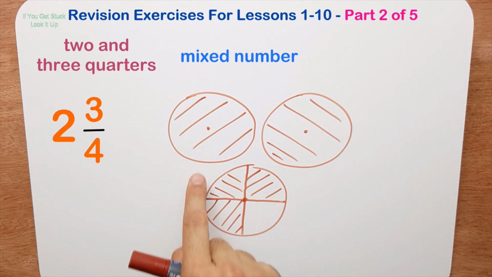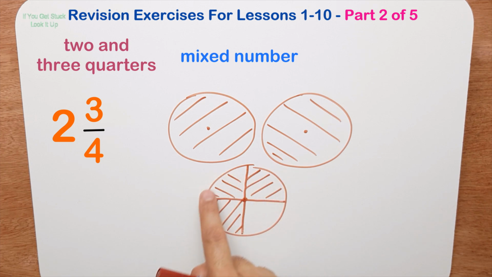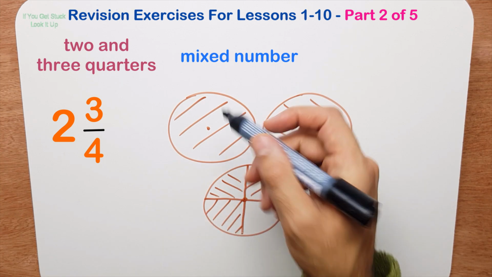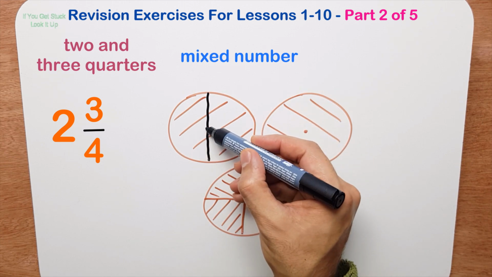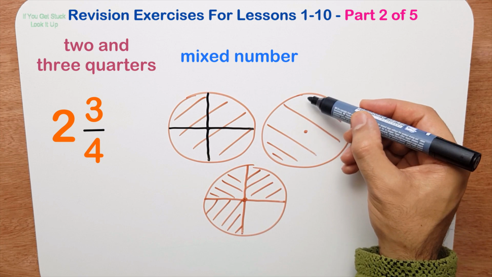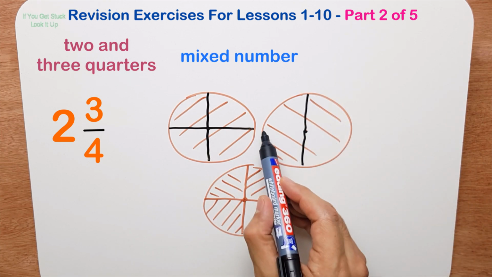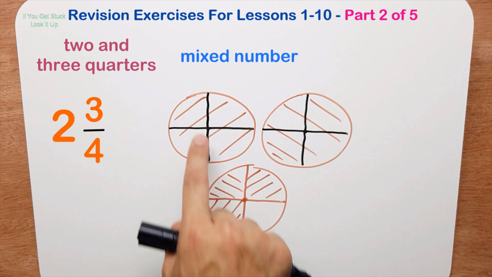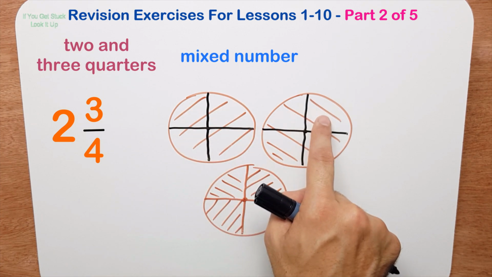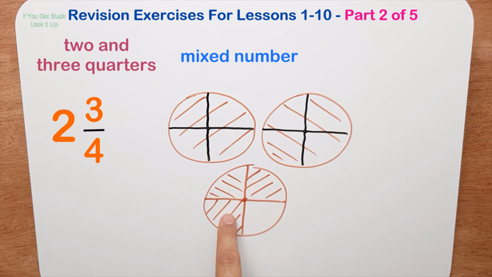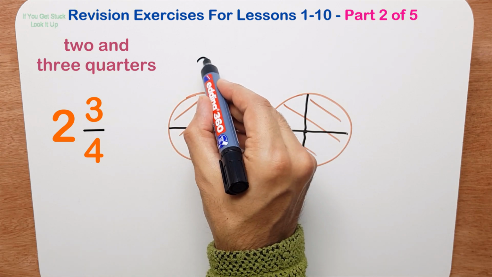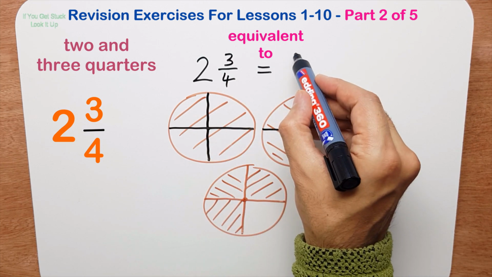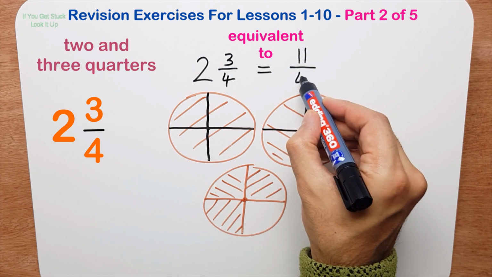So now I have 2 whole pizzas and 3/4. So what I'm going to do with these two whole pieces is cut them into quarters as well. So I'm going to halve it and halve it again. I'm going to halve it and halve it again. So now I've got quarters in all of the pizzas. So I've got 1, 2, 3, 4, 5, 6, 7, 8, 9, 10, 11. So I can say 2 and 3/4 is equivalent to 11/4.